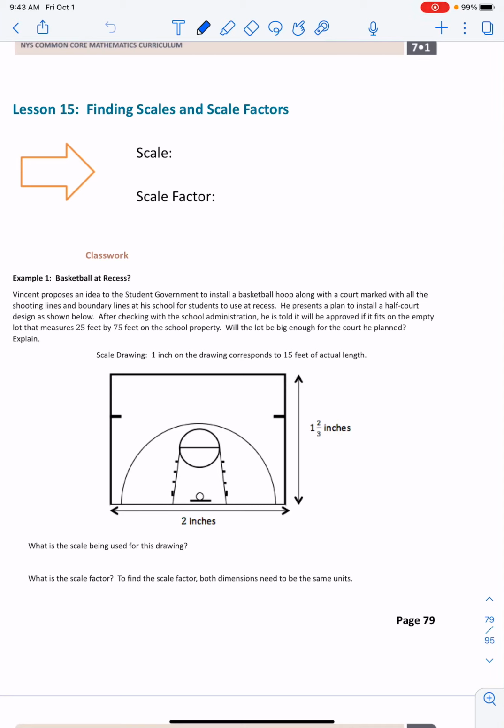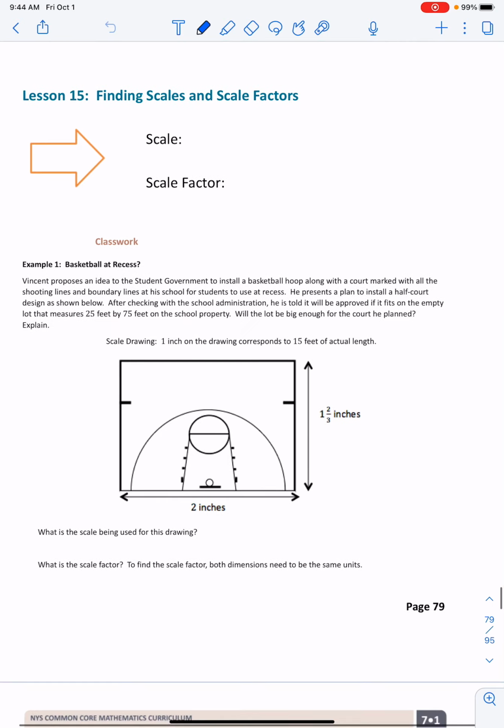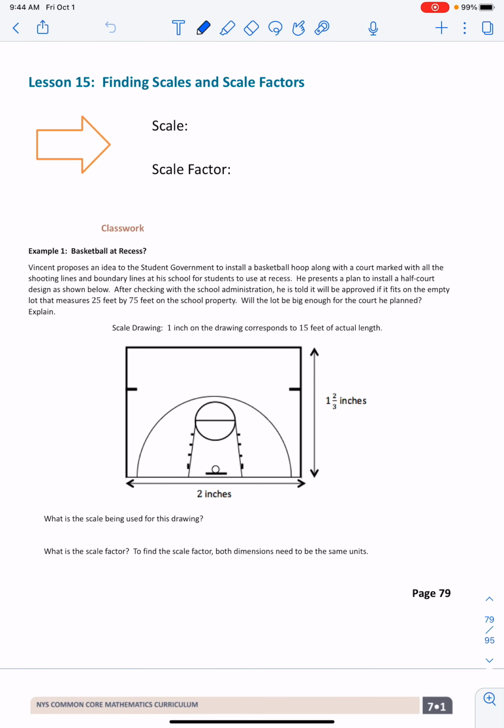Lesson 15, Finding Scales and Scale Factors. So just as a recap, scale is different units of measure. Scale factor is the same units of measure.